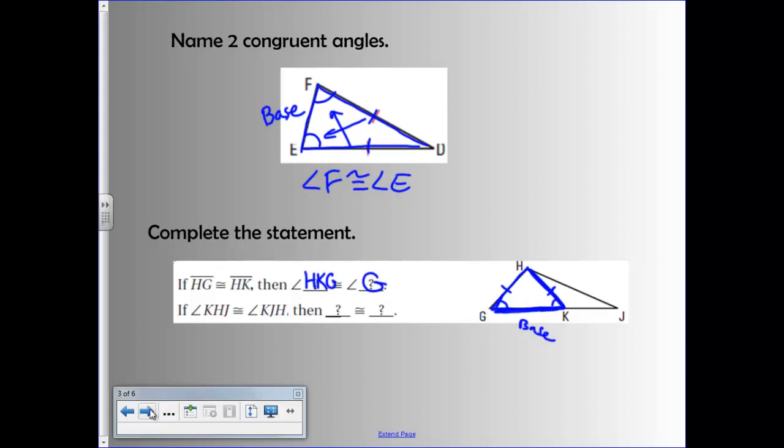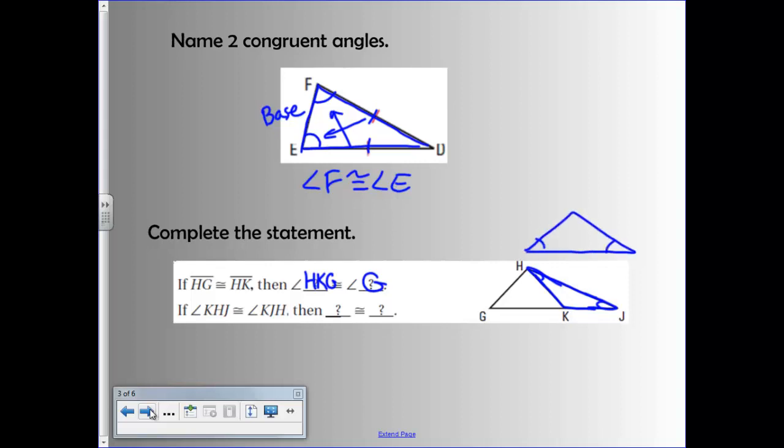The next question. If angle KHJ is congruent to angle KJH, then what else is congruent? So here's where I'm going to erase all of this, and I'm going to go back and mark what I have. KHJ, K to H to J, I'm talking about this angle in here. And KJH, K to J to H, I'm talking about this angle. So do you see this triangle? It's kind of standing on its head, right? Can we maybe take it and flip it around so that it looks right to us?